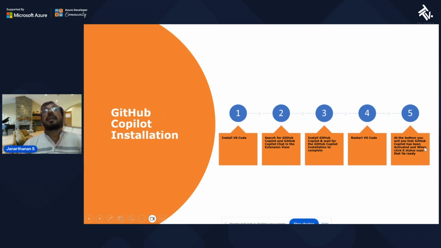If you click it, the status should say ready. What will happen if you start using the GitHub Copilot? Ensure that you are using an open internet connection. If you have a closed internet connection, it will not work. It requires open internet connectivity when it comes to GitHub Copilot.